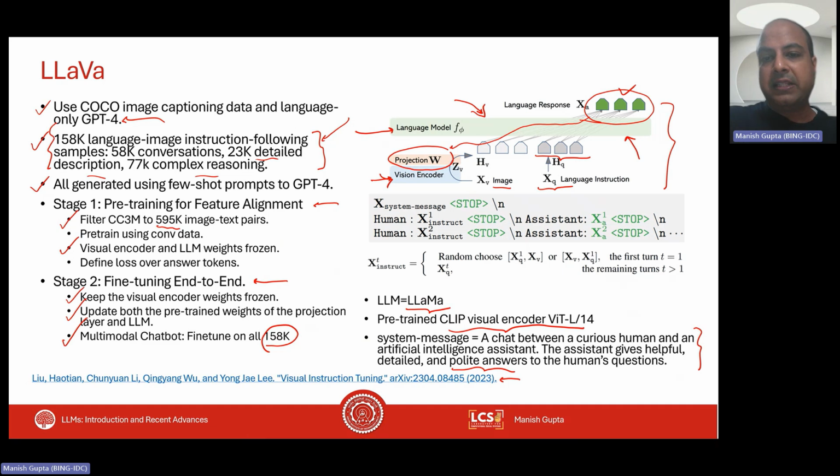So the inputs that go into the large language model are templatized as follows. You give the system message, then a special stop token and a new line. Then the human says something, the instruction, and then the assistant says something, and then the human says something, and then the assistant says something. This is the X1 instruct, X2 instruct that you see there.